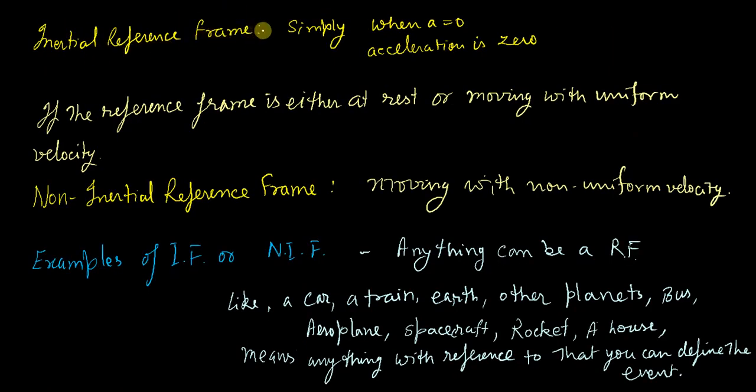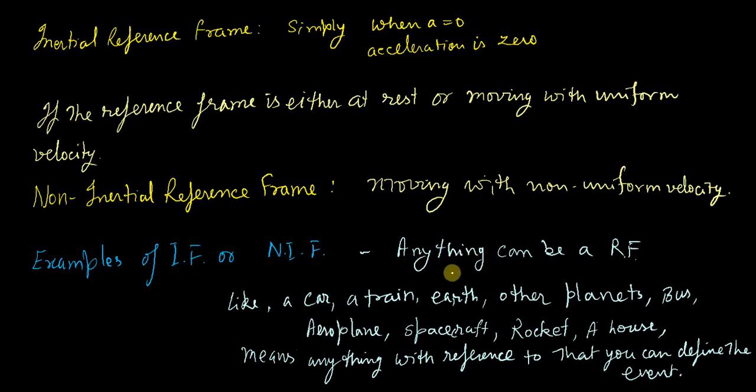Inertial reference frames are simply those where acceleration is 0; then you can say that frame is an inertial frame. If the reference frame is either at rest or moving with uniform velocity, that frame is an inertial frame. A non-inertial reference frame is simply one moving with non-uniform velocity. So what are the possible examples of inertial frames or non-inertial reference frames?